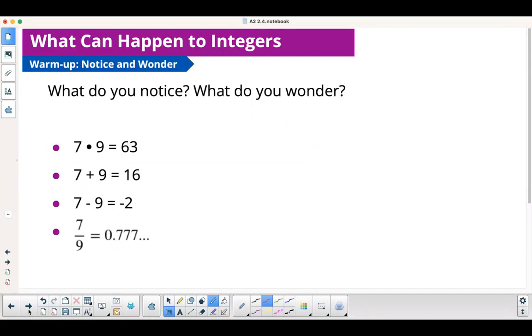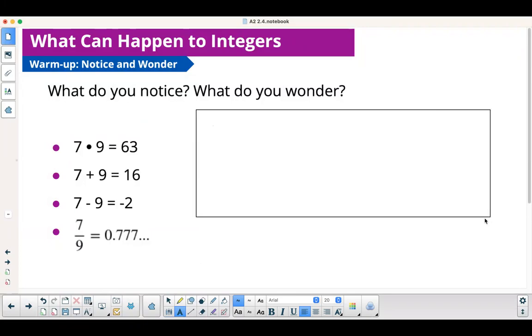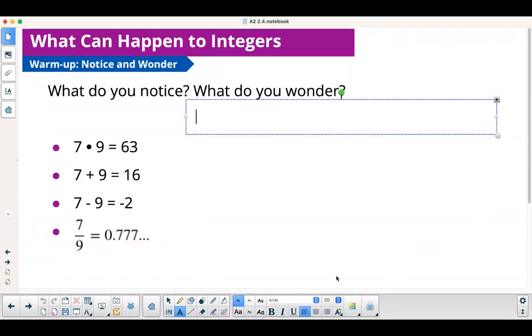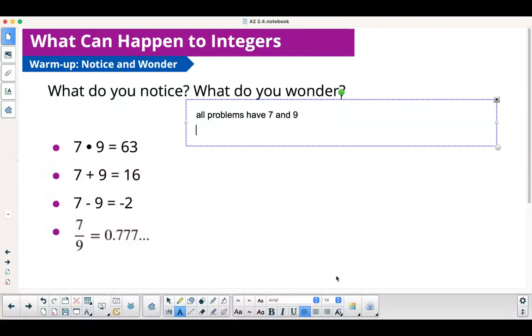Okay, what do you notice? What do you wonder? Pause the screen and go ahead and write some things down. Okay, so some things that you might notice. First thing, all problems have 7 and 9. I would say the last problem has a non-integer solution.